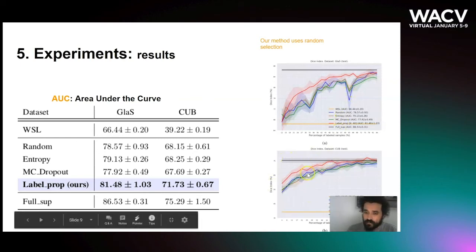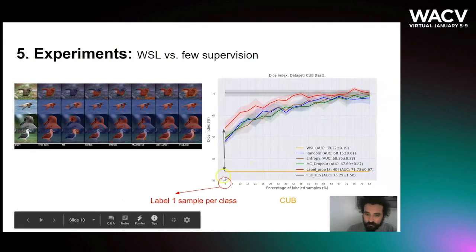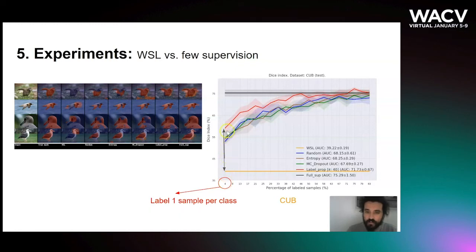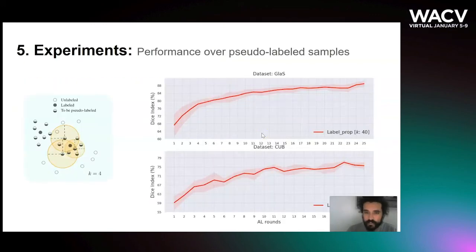If we consider this case of CUB, in particular the first round of active learning, we see that by labeling only one sample per class, we obtain a gain of around 20% of Dice compared to the weakly supervised method, which is an important result to consider in practice. We measured the performance of pseudo-labeled samples, and we found that through active learning iterations, that performance improves, which in turn helps improve the model accuracy.